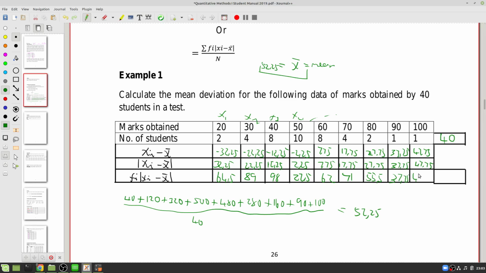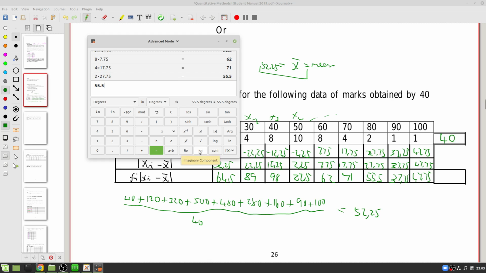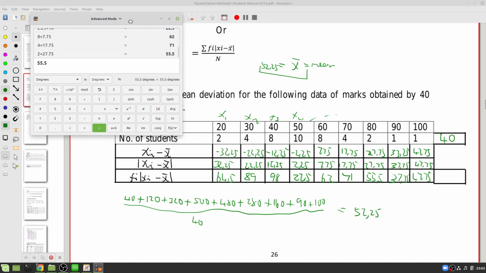And 1 times 47.75. Okay, so we can see this is quite tedious, but it's nice to be able to understand where all these things come from. Later on, you will be able to just put in the values, like make this table, and Excel or whatever spreadsheet can do this for you, or any other specific statistics programs if you have any of those.